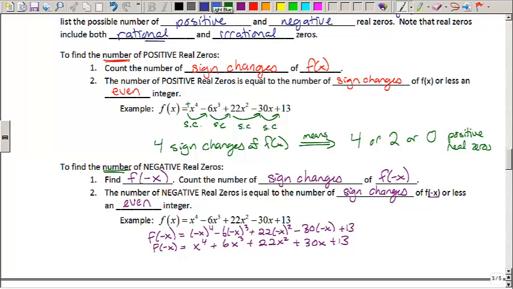And now that I have evaluated f at negative x, I'm going to count the number of sign changes of f of negative x.